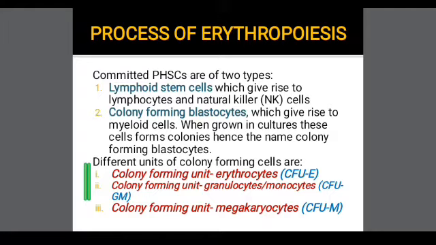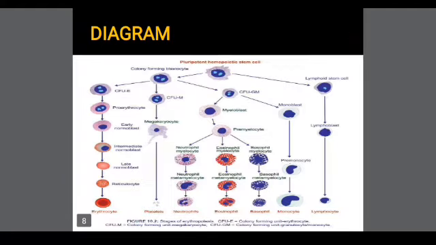Then under colony forming, we have colony forming unit erythrocyte, colony forming unit granulocyte monocyte, and colony forming unit megakaryocytes. So we can see the diagram here. Pluripotent hematopoietic stem cell. I'm going to leave it here for some time so you can study it. You can see the differentiation. We can see the colony forming blastocyte and the lymphoid stem cell. Lymphoid stem cell goes to lymphoblast, lymphocyte, then colony forming erythrocyte. You see the stages of erythropoiesis there. So maybe you can rewind, then try and study this diagram.